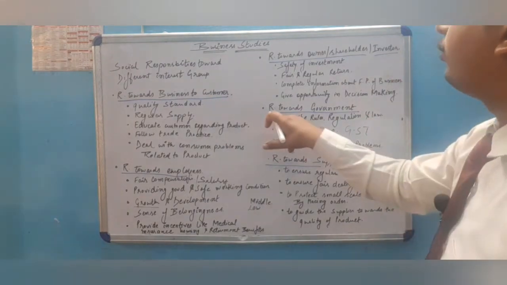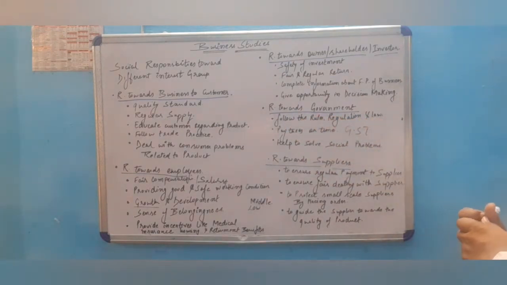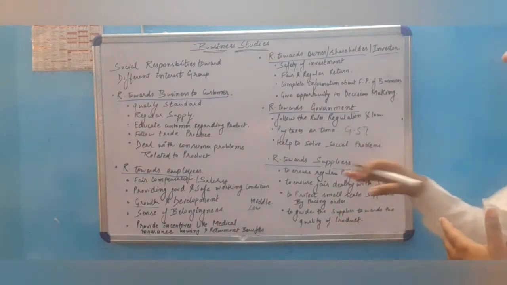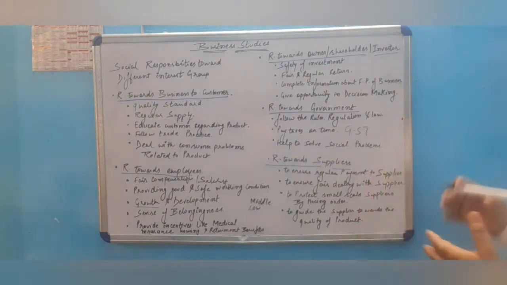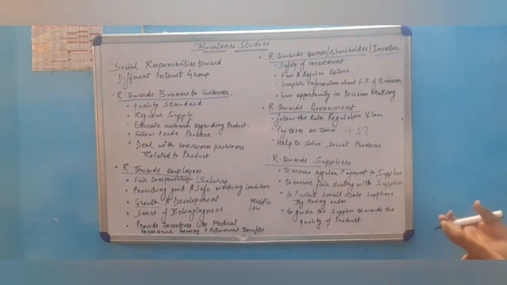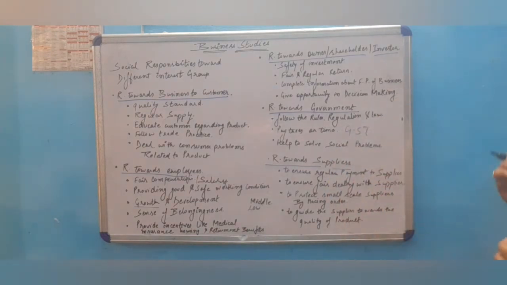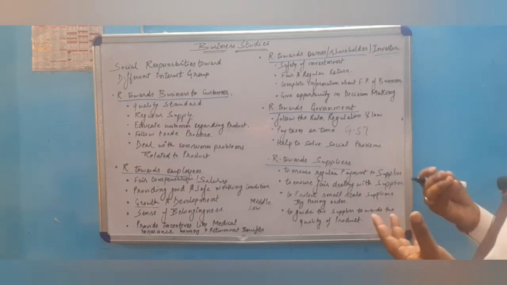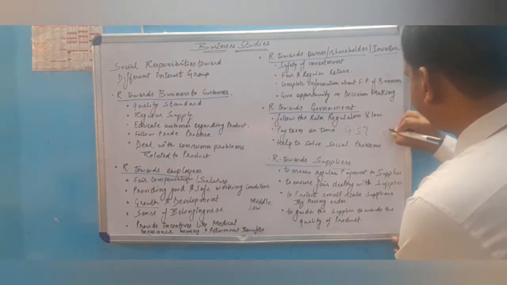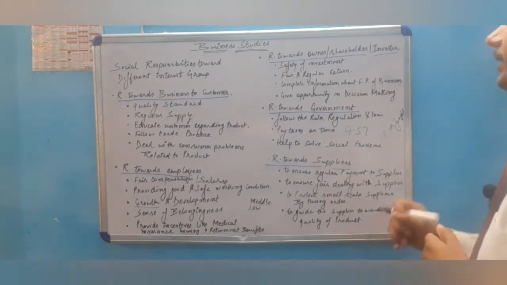amount. Next one is responsibilities towards government. Follow the rules, regulations and laws. Pay taxes on time. The business should pay taxes on time. Help to solve the social problems. Just like we faced the problem of COVID-19, the businessman should also help the government in different ways, by paying into the PM CARES funds, etc.